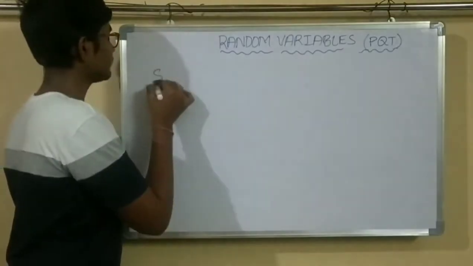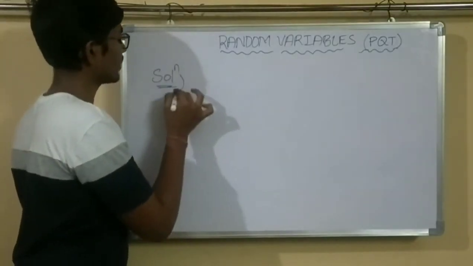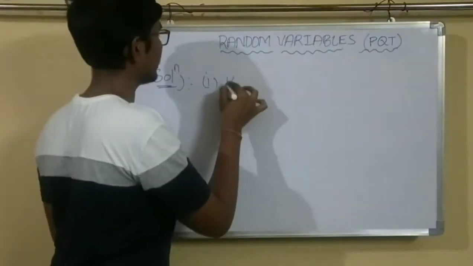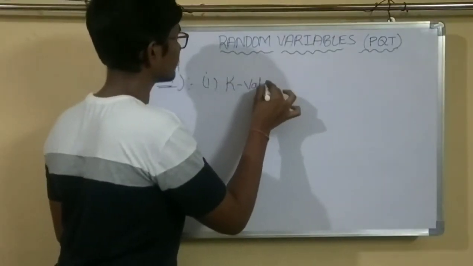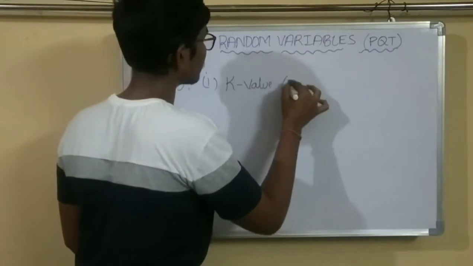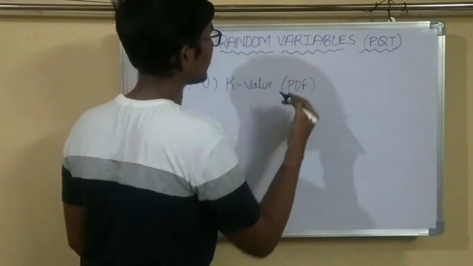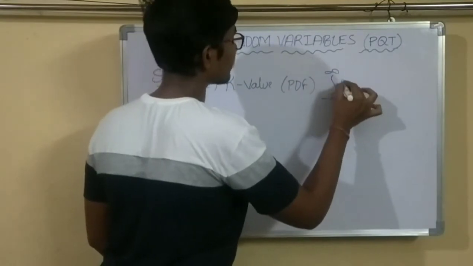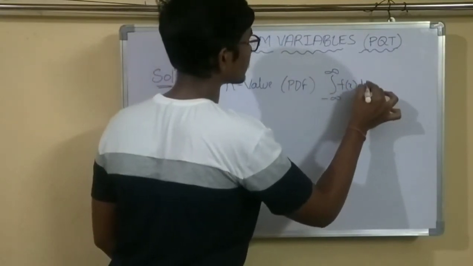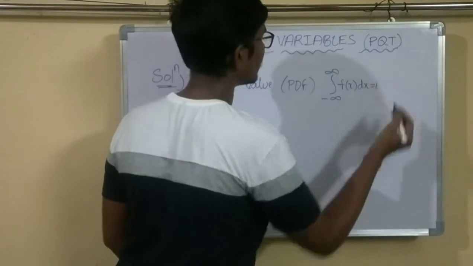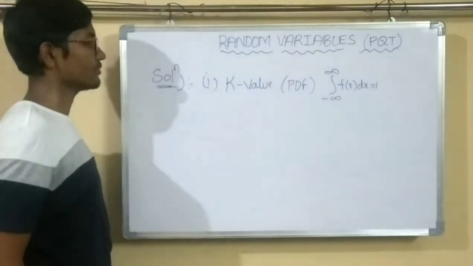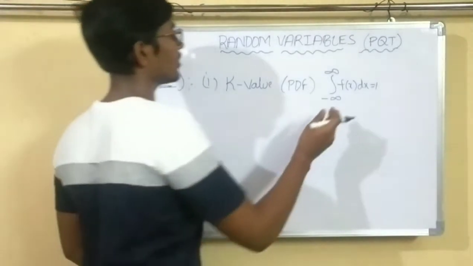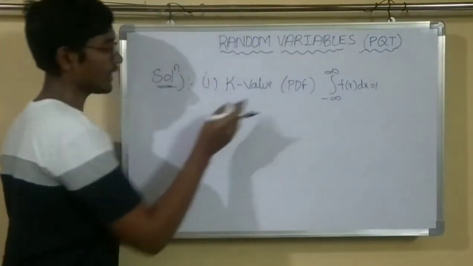So, solution. The first question they have asked us to find is the k value from the function. So we are going to use the PDF. What is the formula for the PDF? The formula is the integral from minus infinity to infinity of f of x dx equals 1. This is the formula for finding k.